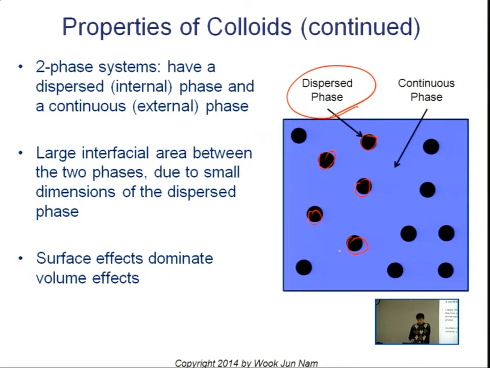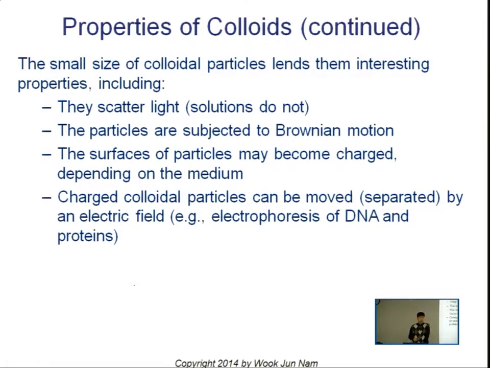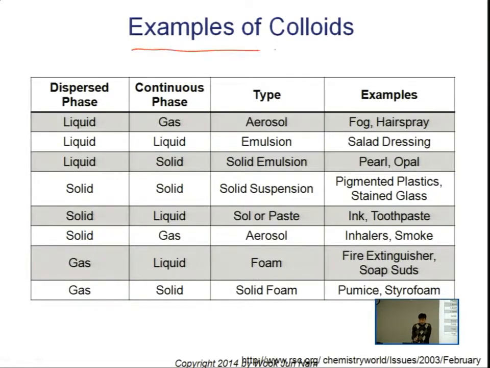In this case, the size of the colloid is so small that the surface effect dominates the volume effect. That is why such a small colloid is not affected by gravity, and why it can be dispersed in that medium. So a colloid has unique properties for light scattering, and colloids are present in the medium with Brownian motion. They can be charged or moved by some outside force. So this is the example of the colloid.